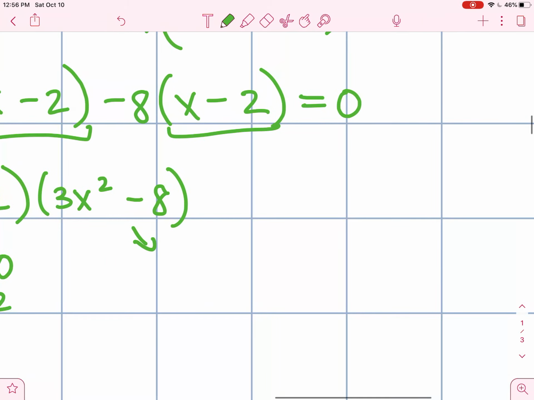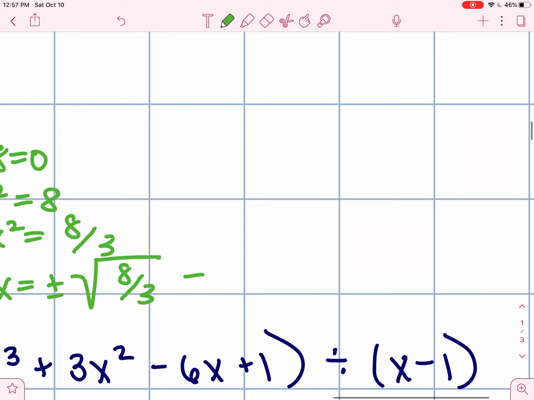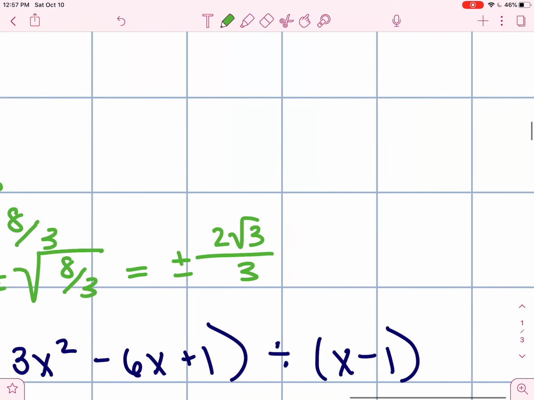And this one would be 3x squared minus 8 is equal to 0, 3x squared is equal to 8, x squared is equal to 8 divided by 3, which means that x is equal to plus or minus the square root of 8 divided by 3. Which is also equal to plus or minus 2 root 3 over 3, root 3.